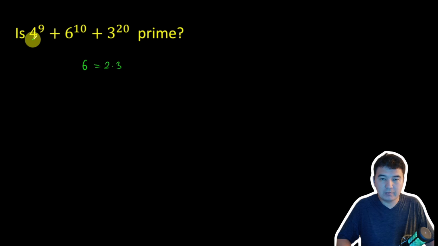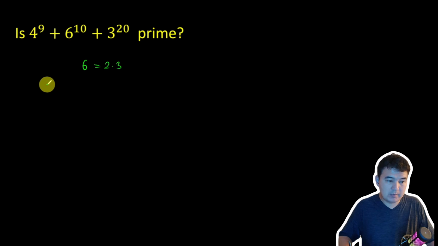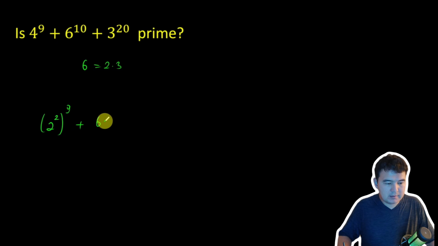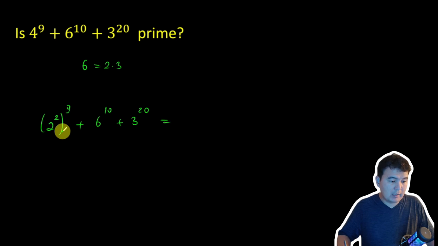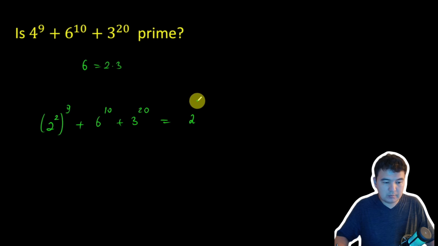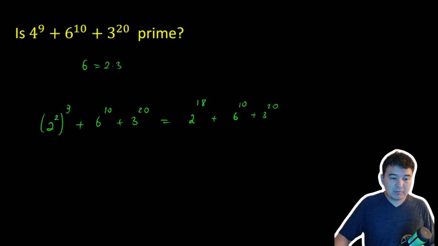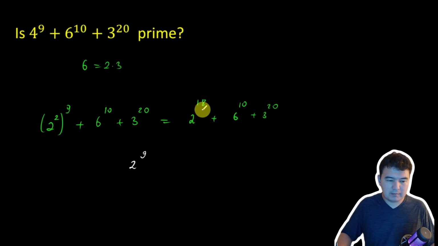I'm going to rewrite 4 as 2 squared. So that's going to be 2 squared to the power 9 plus 6 to the power 10 plus 3 to the power 20. Now I can rewrite it as 2 to the power 18 plus 6 to the power 10 plus 3 to the power 20. Now I'm going to replace some of the numbers with letters. Let's say 2 to the power 9 is A. 3 to the power 10 is B.